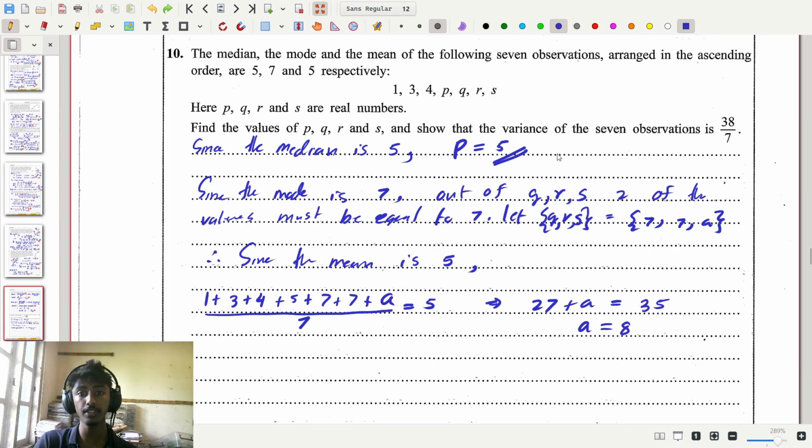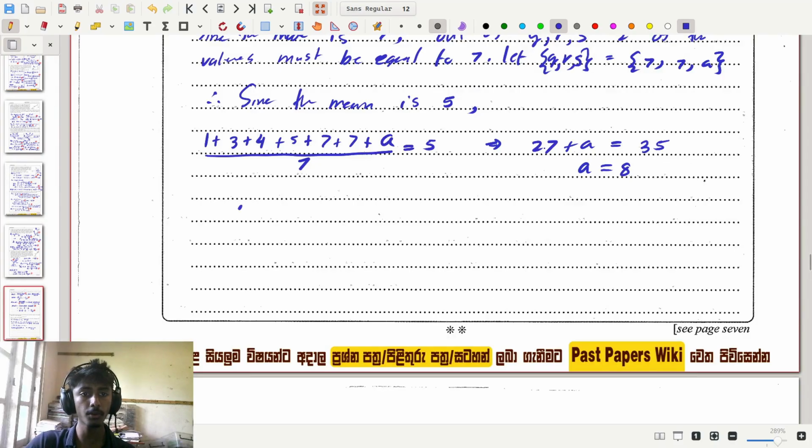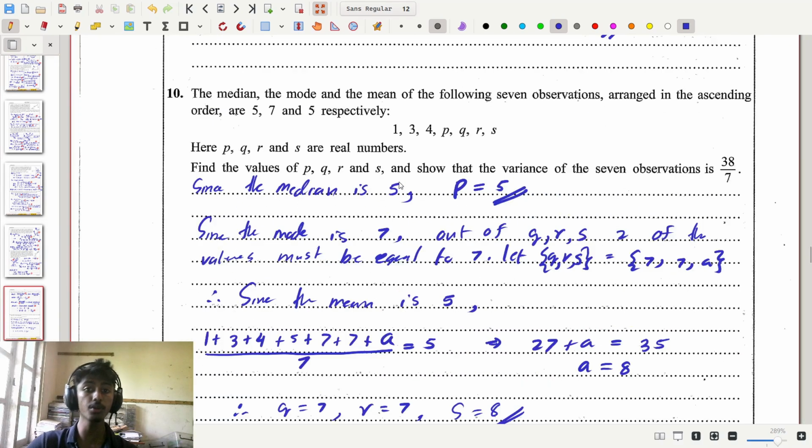So therefore, we can say Q equals 7, R equals 7, and the largest value, which is S, must be equal to 8. So with that, we have found the values of P, Q, R and S. Now finally, all you have to do is to find the variance of the 7 observations.